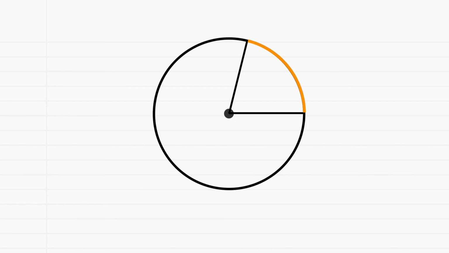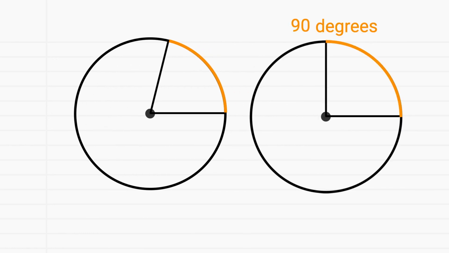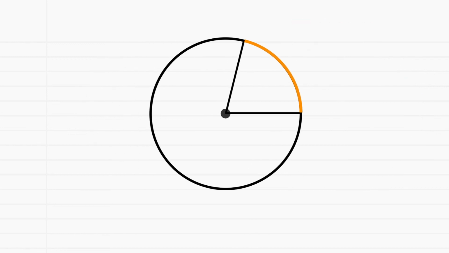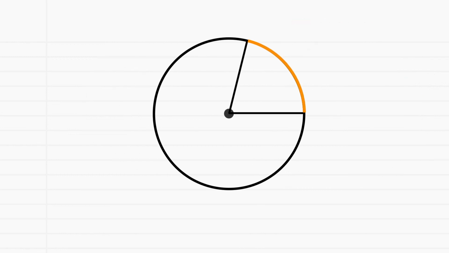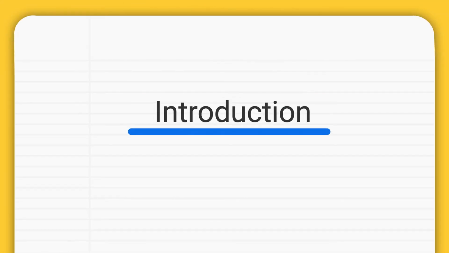Now here's one more to practice with. How could we describe this angle? If we compare this angle with a 90 degree angle, we can see that it's a little bit smaller. If it's smaller than 90, that means it's an acute angle. And because it's only a little bit smaller, a reasonable guess would be 75 degrees. Today you've learned about an introduction to angles.